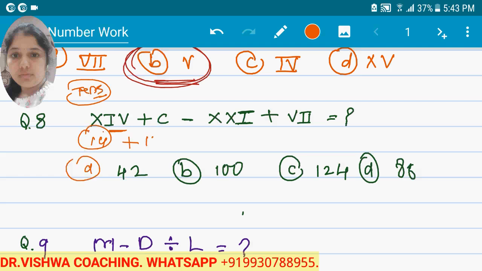C means, you all know, 100. Now what is meant by XXI? 2 times X means 20, and I means 21, plus VII means 7.